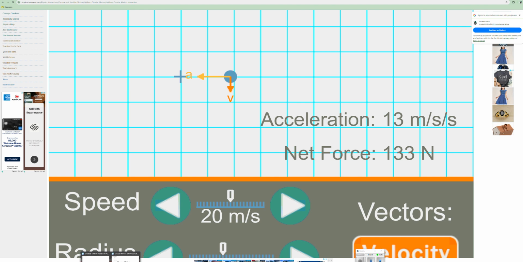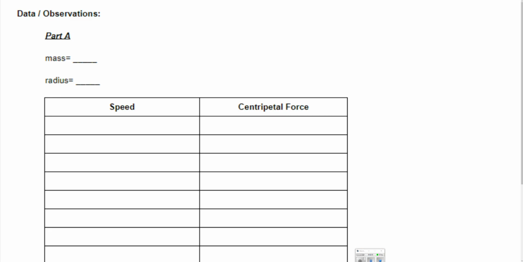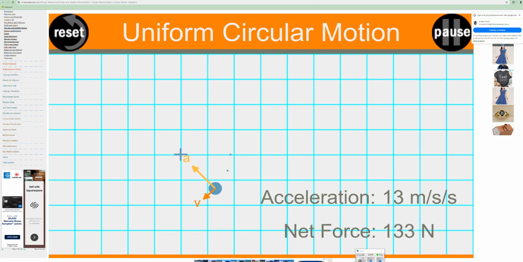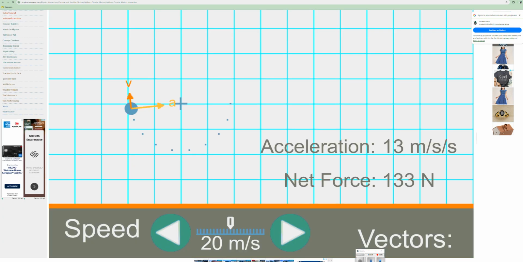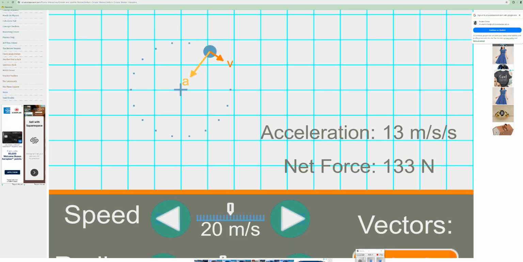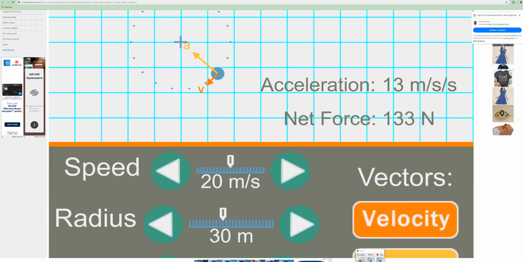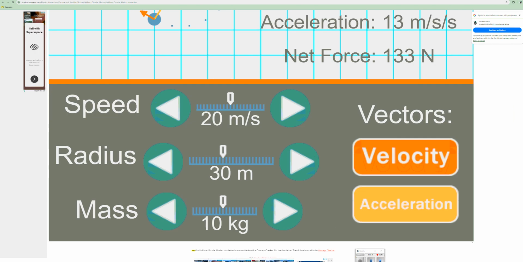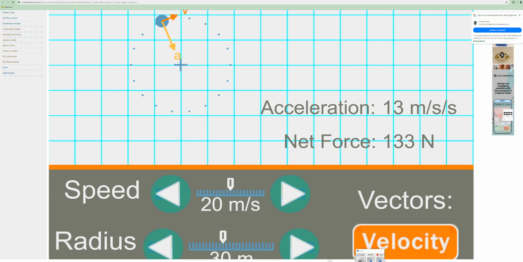Now, three experiments. In the first experiment, we can see that we're going to have 10 different speeds and 10 different centripetal forces. So for the first experiment, press start. You can use the first setting that it's at if you want. You can see that my speed's at 20 meters per second, my radius is at 30 meters, and my mass is at 10 kilograms. The acceleration is given as 13, in meters per second per second, which is the same thing as meters per second squared. The force doesn't really matter there.